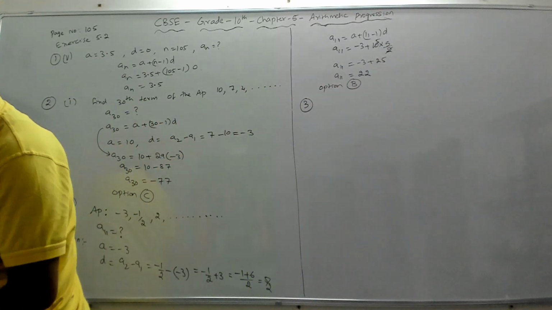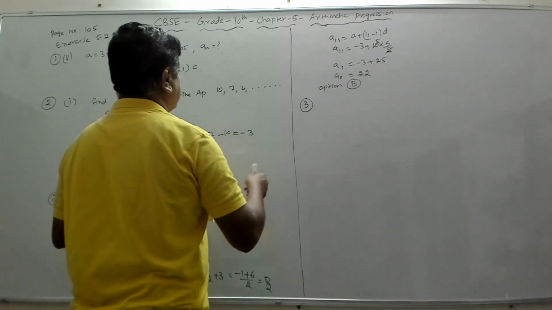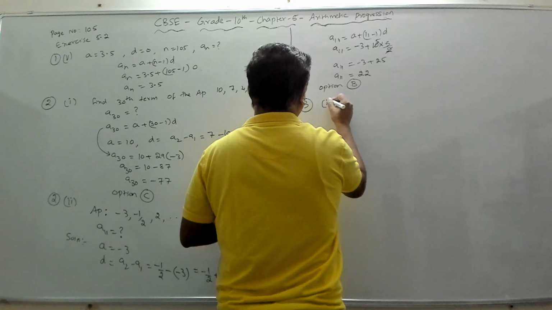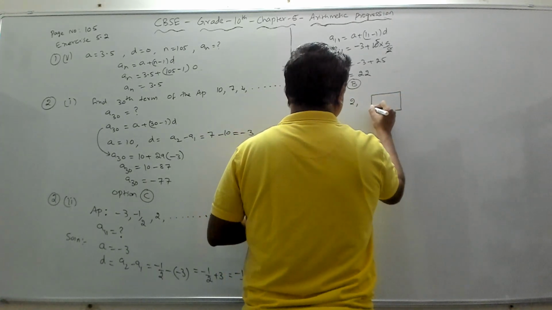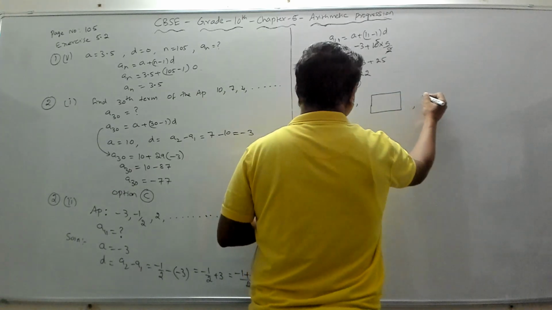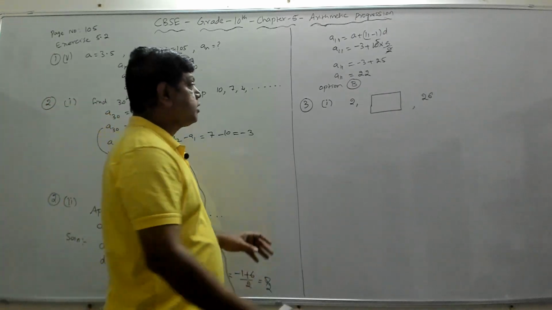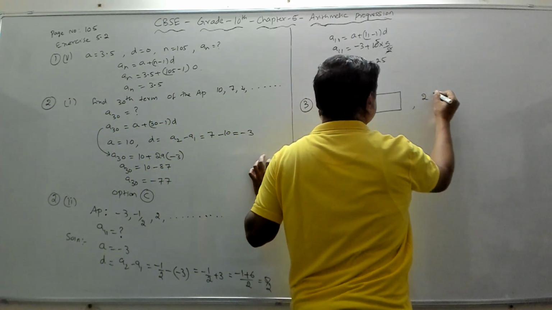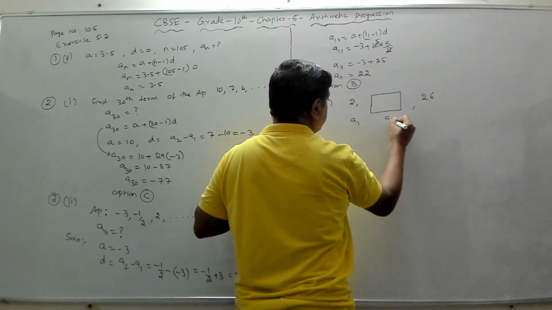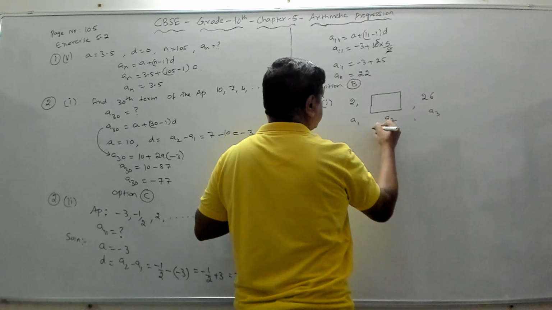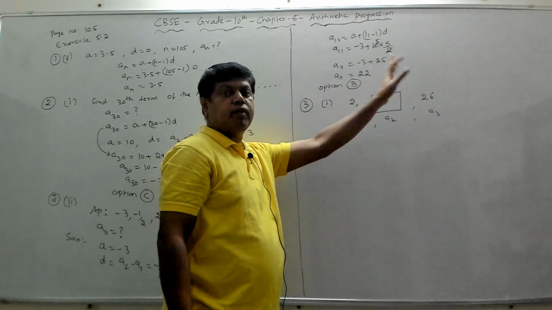What does the third question say? In the following AP, find the missing terms in the boxes. The first one is given as 2, comma, a box, comma, 26. Now we have to find the missing numbers in this AP. It's an AP, so it has a first term. This is A1, this is A2, this is A3. A1 is given as 2, A2 we have to find, A3 is given.